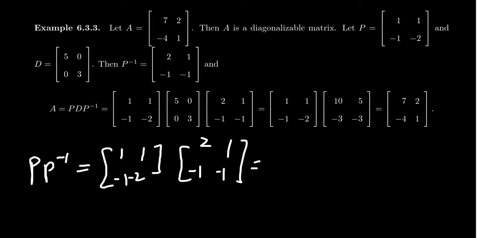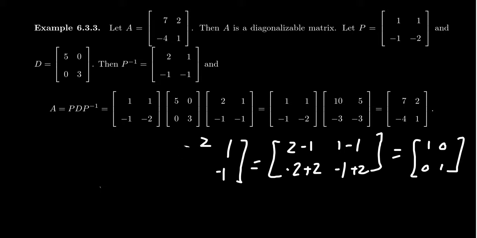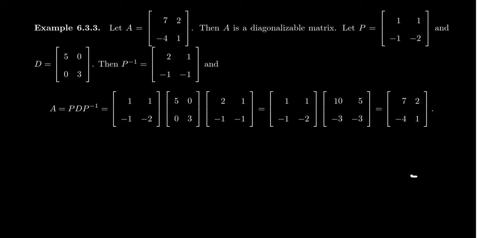If we go through the multiplication, we're going to end up with 2 minus 1. We get 1 minus 1. We get negative 2 plus 2, and then finally we get negative 1 plus 2, which clearly becomes the 2x2 identity. So these are in fact inverses of each other. And so then compare this with, we have this matrix P, and then I have this proposed diagonal matrix D, which is the matrix 5, 0, 0, 3. I claim then that A can be factored as the matrix P times D times P inverse, which you see the matrices right here.